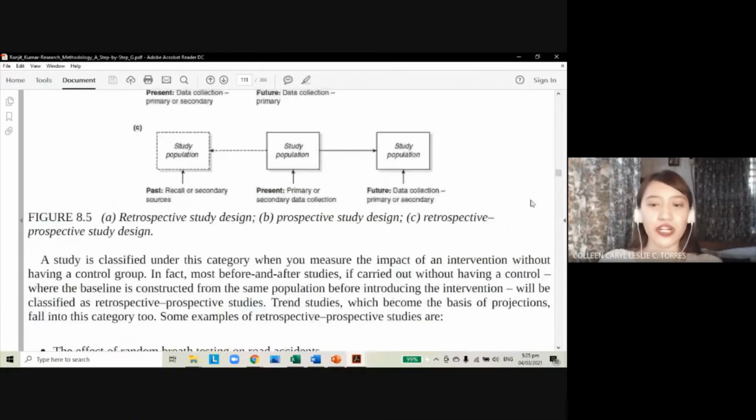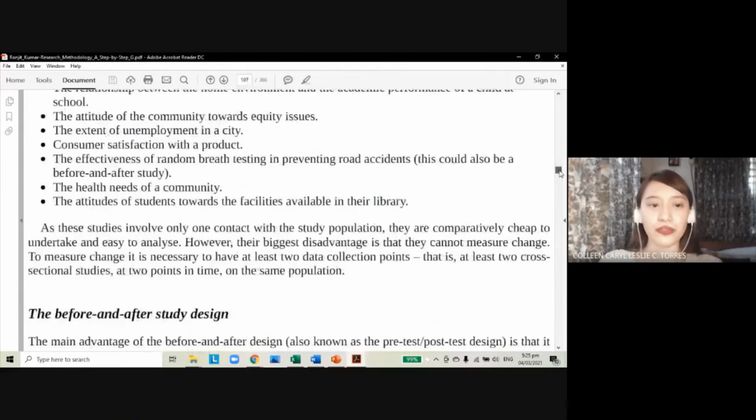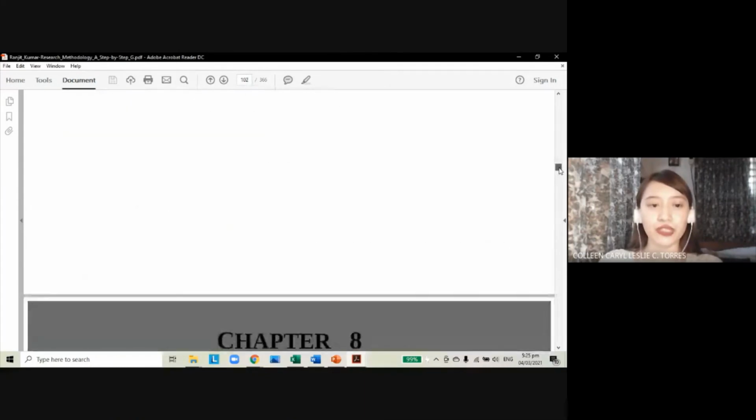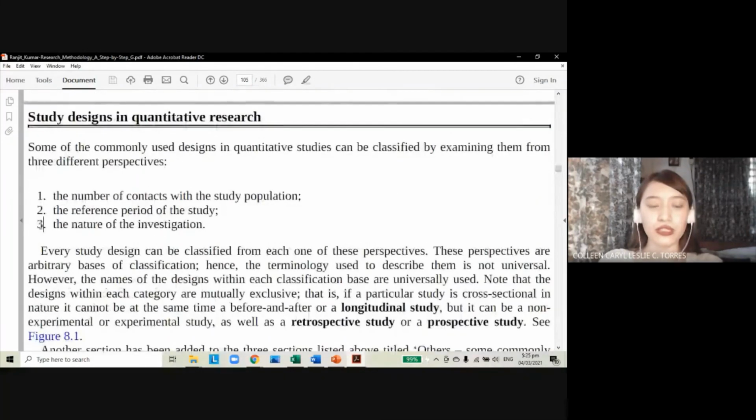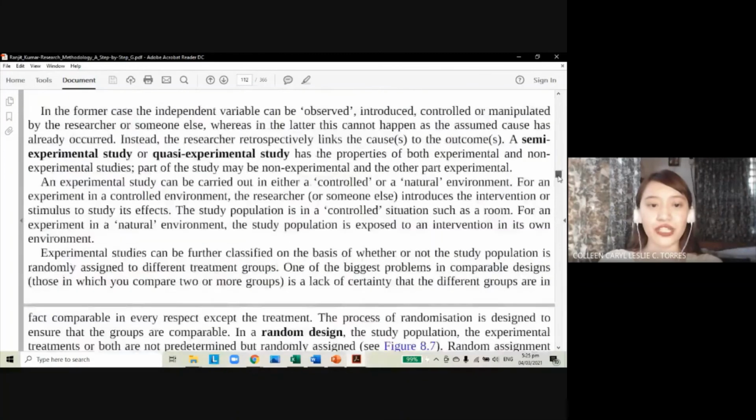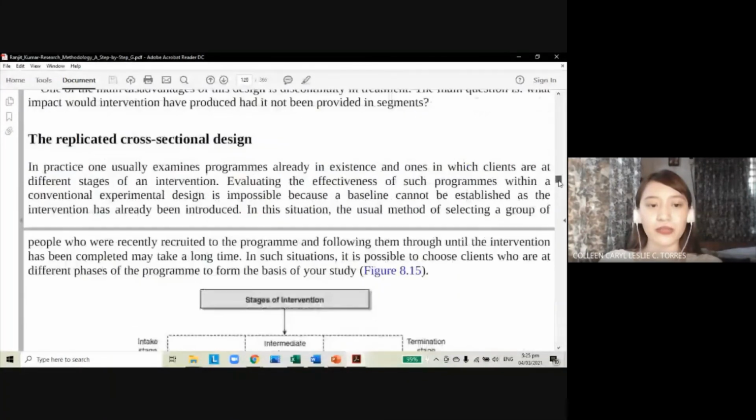Then the third group pertains to the nature of the investigation, as mentioned earlier: experimental and non-experimental.